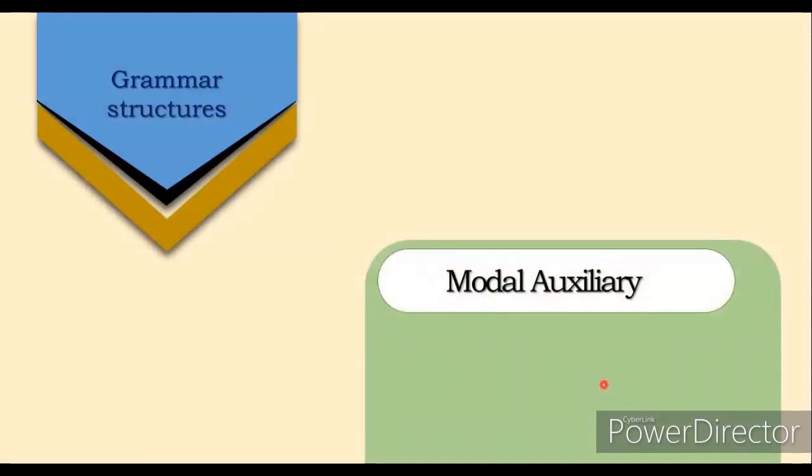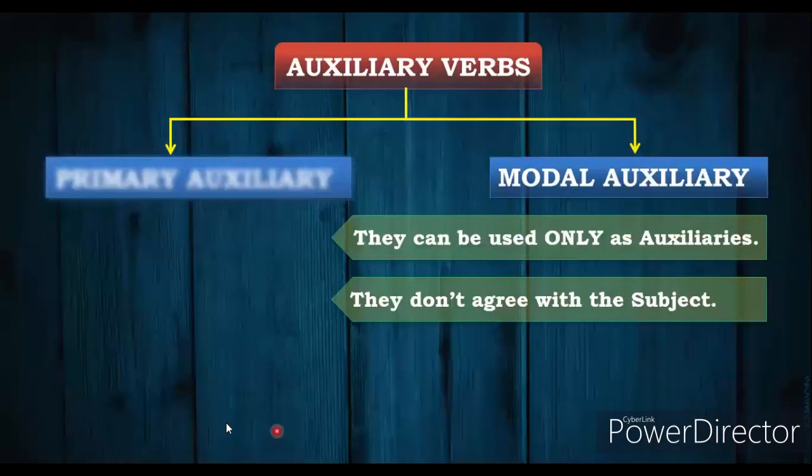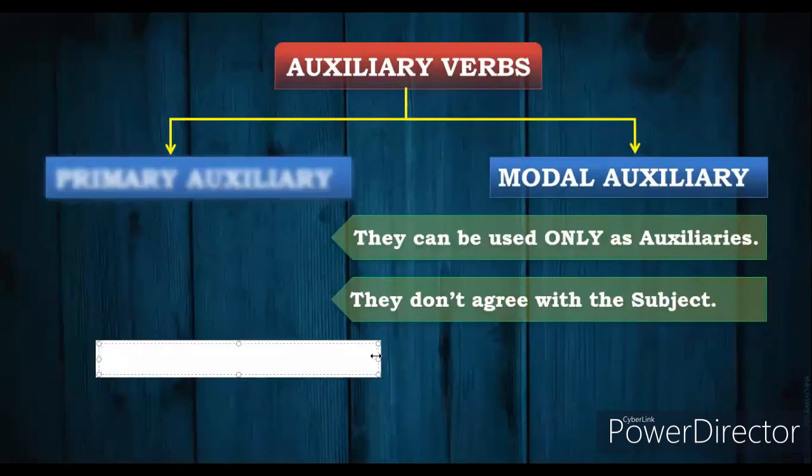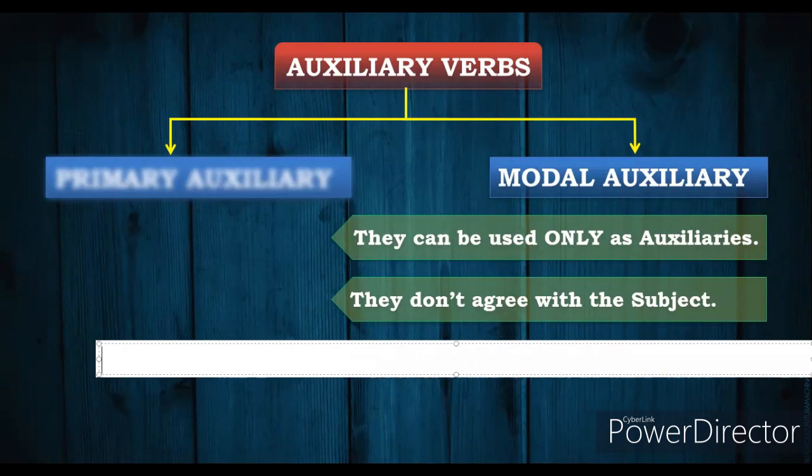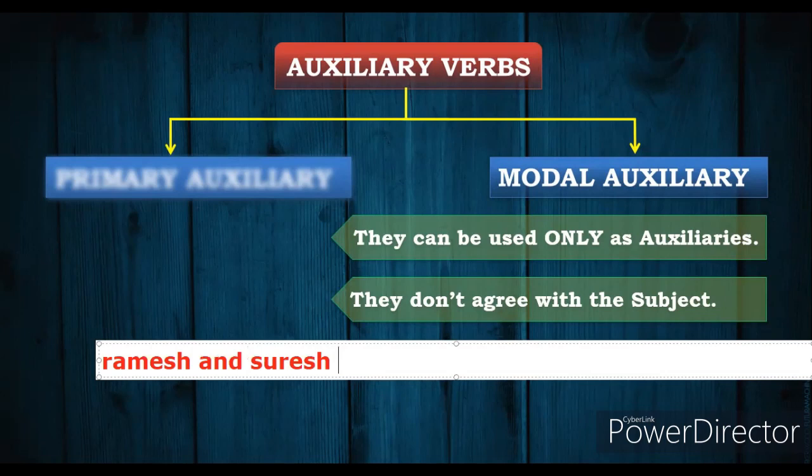Going ahead with the next topic, here we have our modal auxiliary. In modal auxiliary, which is going to be a helping verb, how do we deal with it? In modal auxiliary, this table is going to be very helpful to you, as the message says, a modal auxiliary can be used only as a helping verb, but they do not agree with the subject. If I give you an example to prove this right, we can say, Ramesh and Suresh can fly a plane.